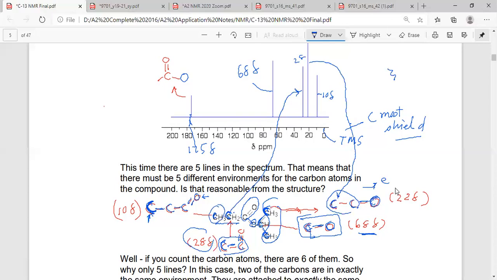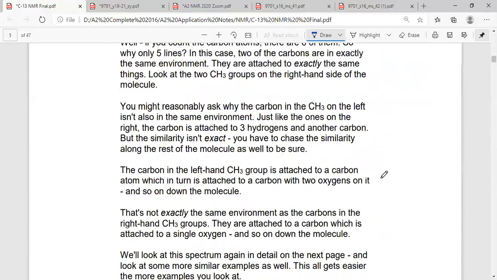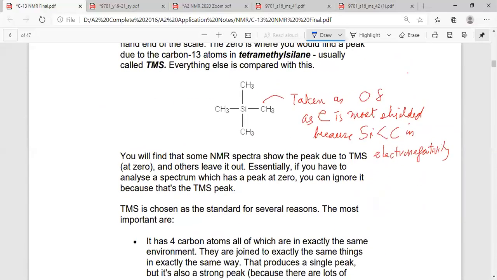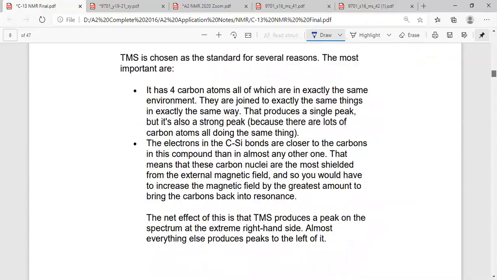Right? So that's how you figure out which peak is for which carbon, because of the different electronegativities of the atoms. Now let's go down further to other examples. Here, of course, as I said, TMS is the most shielded, so you have 0 because silicon is less electronegative than carbon. Okay, let's go down.